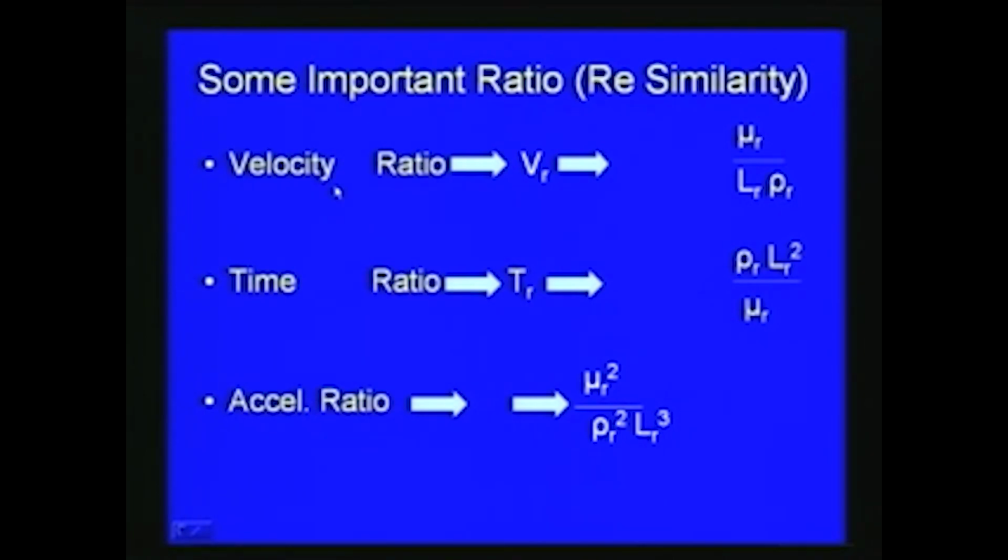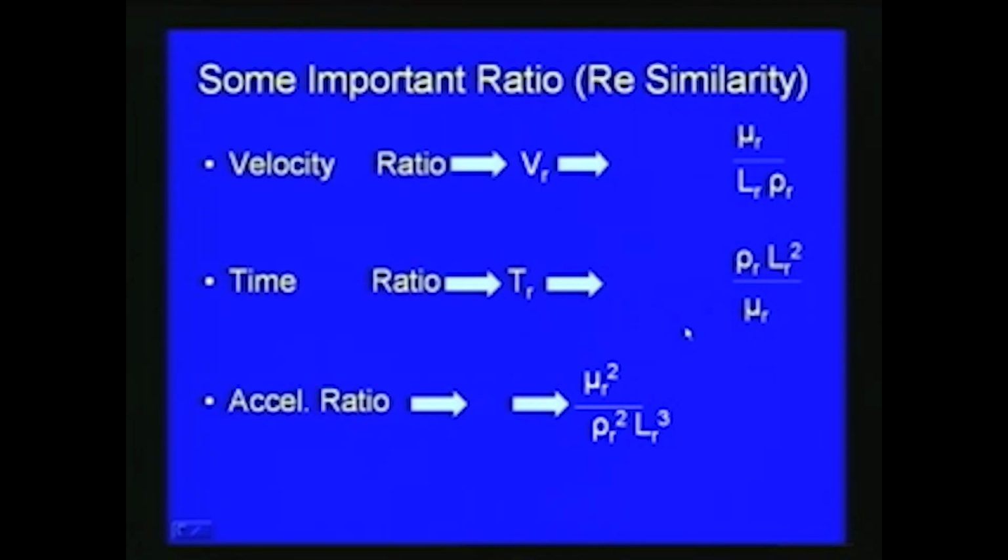So, if we consider the velocity ratio with respect to the Reynolds similarity, we can write Vr is equal to mu r by Lr rho r, where mu is the corresponding coefficient of dynamic viscosity, L is the length, and rho is the density. Similarly, if you consider the time ratio with respect to the Reynolds similarity, we can write rho r Lr square by mu r, and the acceleration ratio we can write as mu r square by rho r square Lr cube.